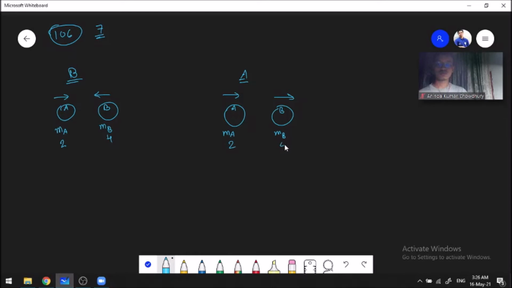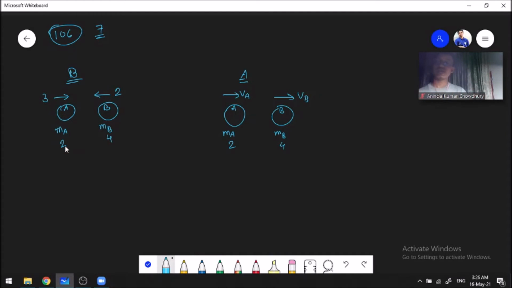So they were coming towards one another at velocities of 3 and 2 respectively. So A had a velocity of 3, B had a velocity of 2. And after the collision, we don't know the velocities, so let us put VA and VB. This is the entire scenario.